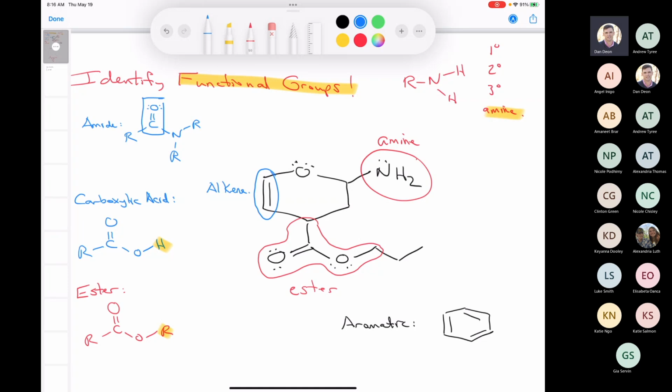Functional groups will not be on quiz 1. This is chapter 2. All right, the last one is an ether.